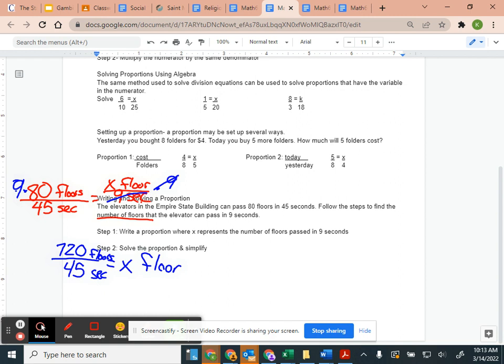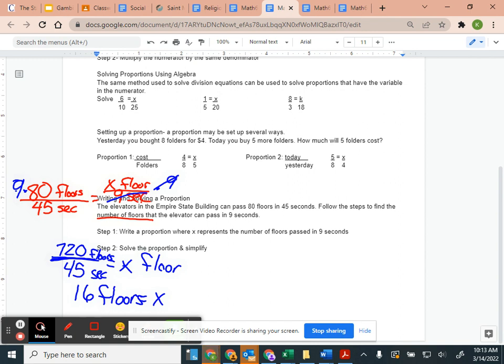Nope. Oh, then we have to divide it. I need to find x floors. So what do I have to do, Nick? You have to do 720 divided by 45. Yep, because I have this division bar right here. 16. What is it, 16? Yep. So that gives me 16 floors is my x. I can go 16 floors in 9 seconds.